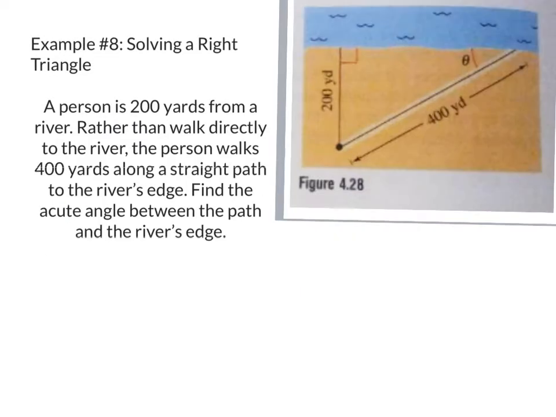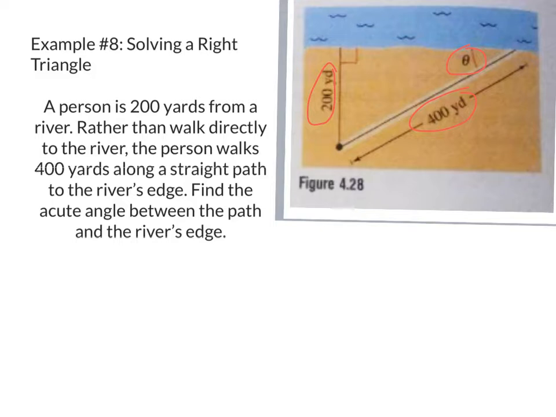All right, in example 8, it says a person is 200 yards from a river. Rather than walk directly into the river, the person walks 400 yards along a straight path to the river's edge. Find the acute angle between the path and the river's edge. Okay, so again, we're referring to some angle, and this angle here is theta. We don't know what it is yet. However, what we do know is this 200 yards and this 400 yards.